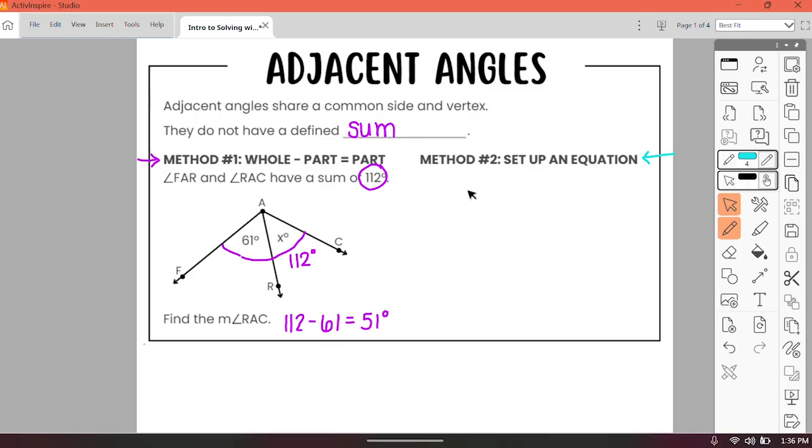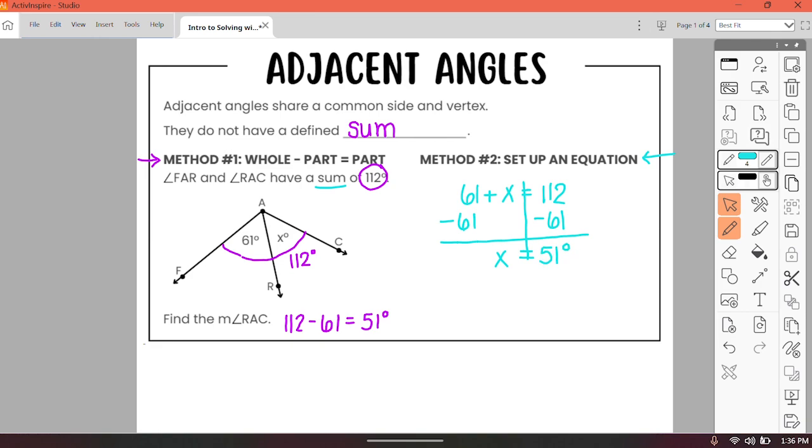So we know that FAR is 61 degrees. And we know that RAC is X degrees, as in we don't know what it equals yet. But we do know that together they have a sum, which tells us to add. They have a sum of 112 degrees. So then all we would have to do to get our answer is solve this one-step equation. And we should, if we've done everything correctly, get the same answer that we got the first time, which we do. We get 51 degrees.